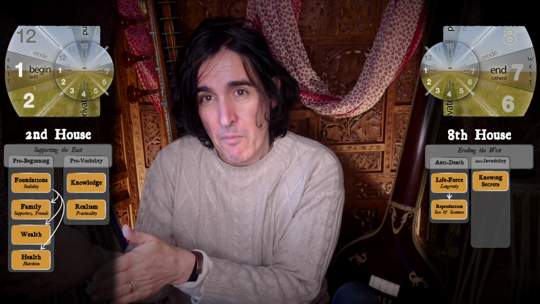Another thing, a different group of meaning about the 8th house is that it's anti-invisibility. The eastern horizon is where things become visible. The western horizon is where things become invisible. The sun sets. Now, above the eastern horizon is what's eroding it. So this is going against invisibility. This is why the 8th house is very associated with secrets. Anti-invisibility is the ability to know secrets.